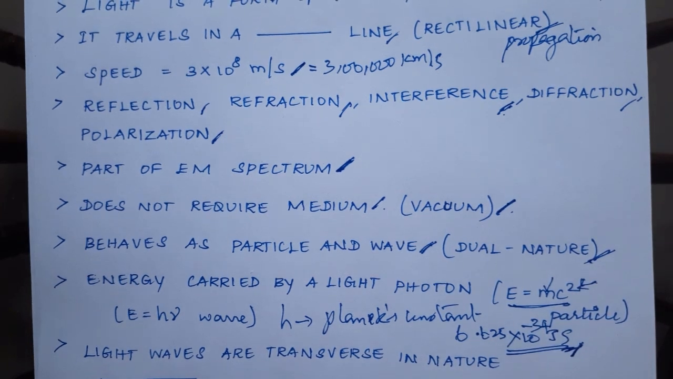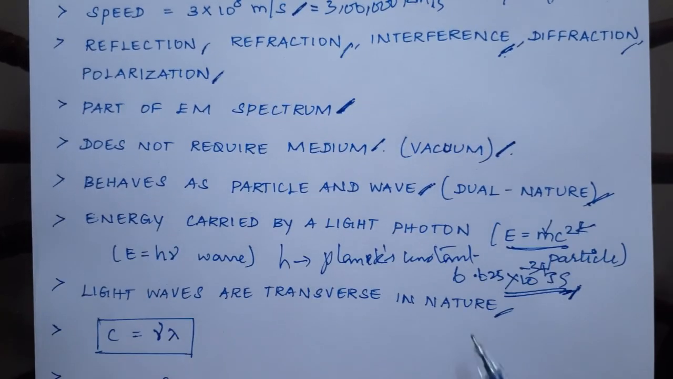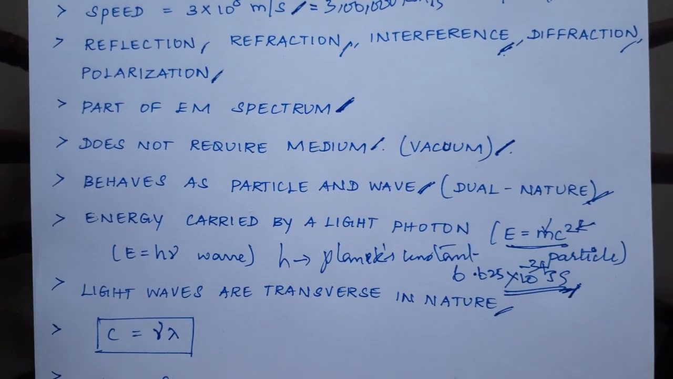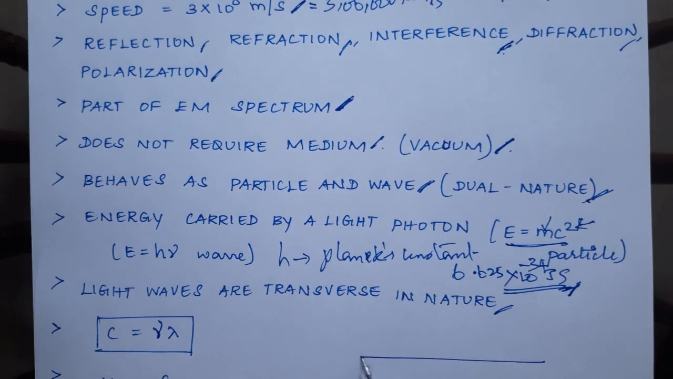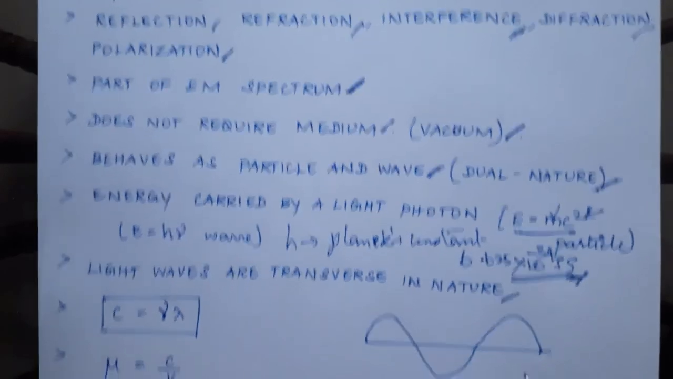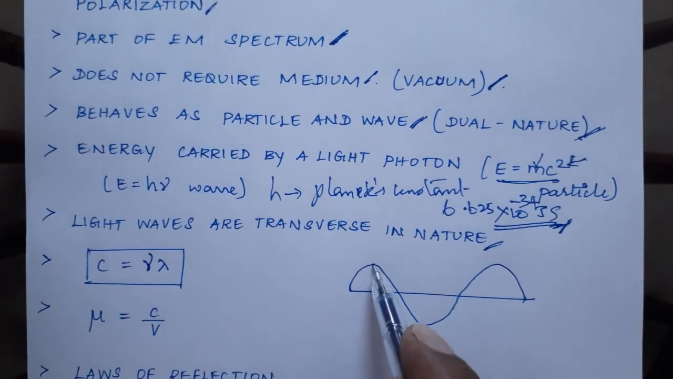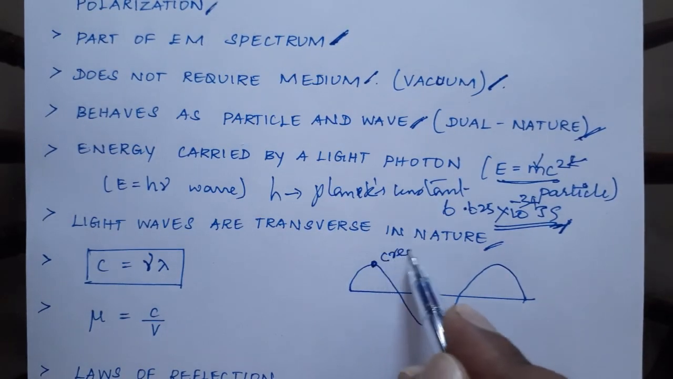Then, light waves are transverse in nature. What is transverse? You have come across it in your earlier classes. In a transverse wave, alternate crests and troughs are formed.